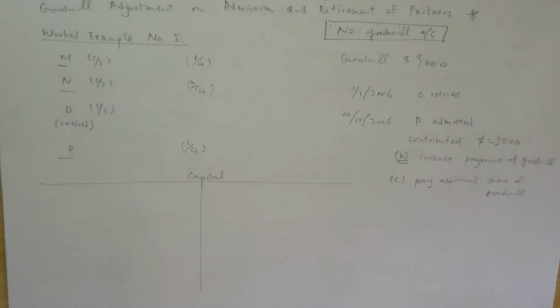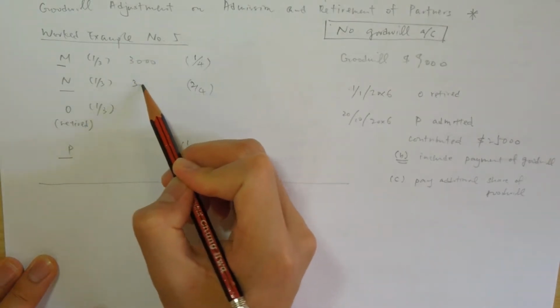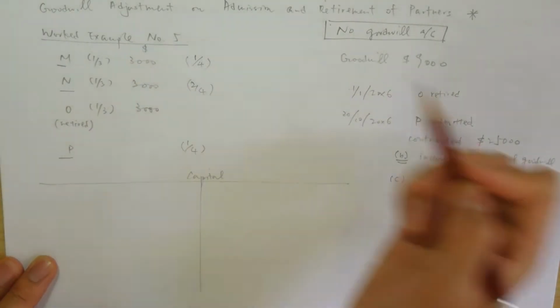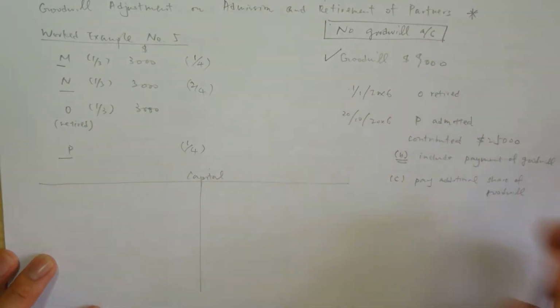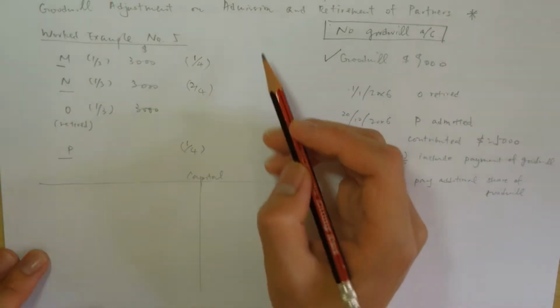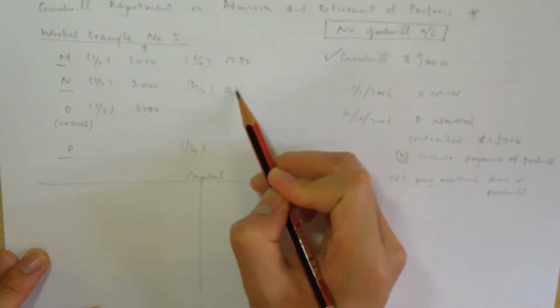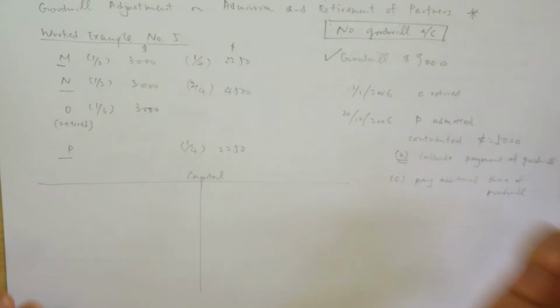First we share the goodwill by the old ratio, 9,000. We share by 3,000 each. Then the 9,000 remains unchanged, therefore we share it divided by 4, and the portions are 2,250, 4,500, and 2,250. This is the new one.